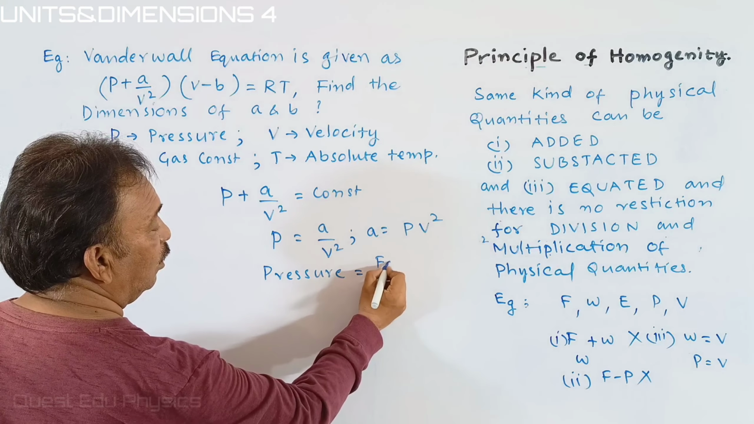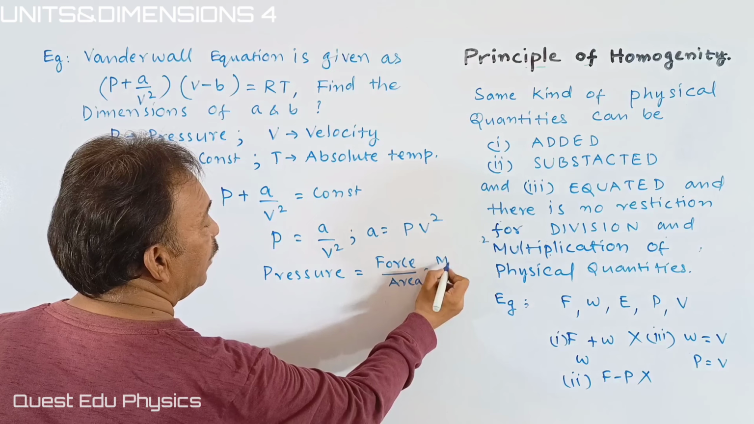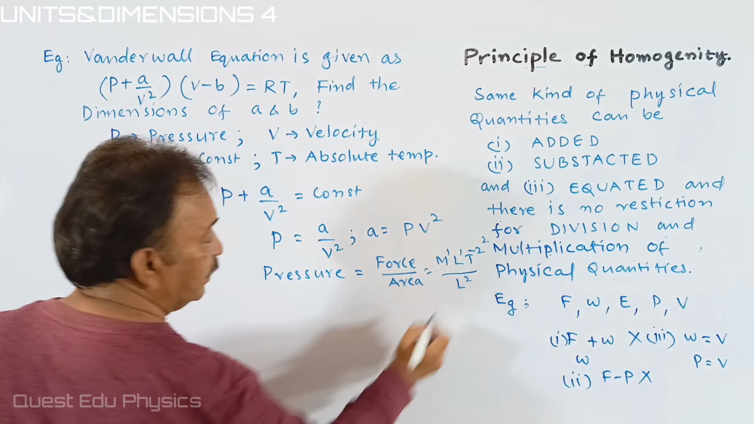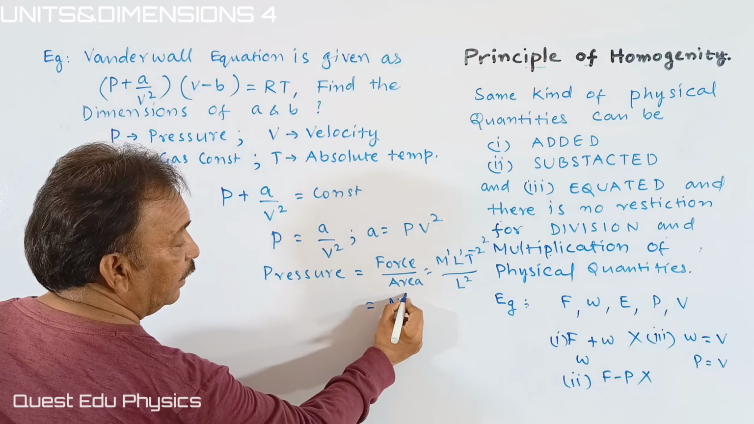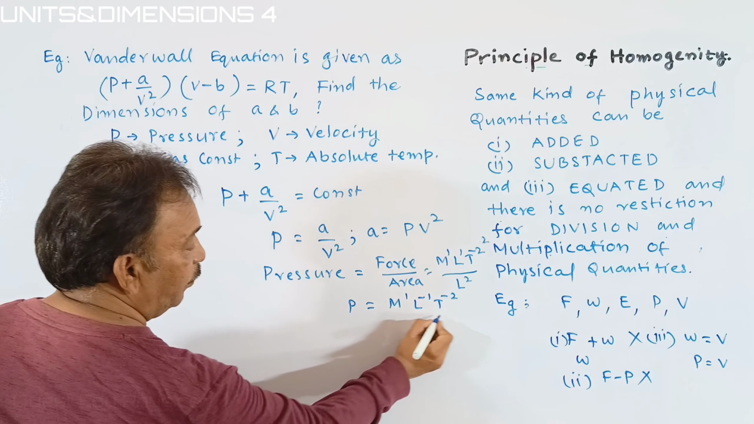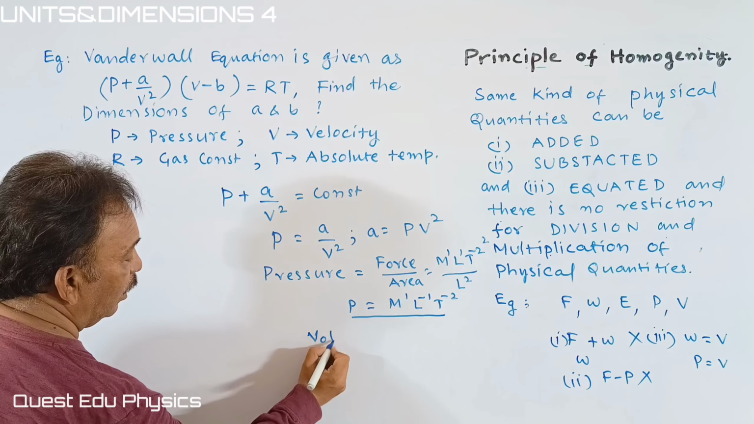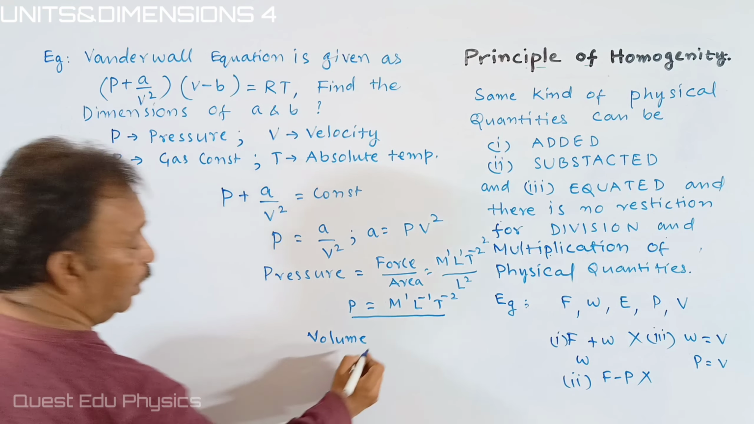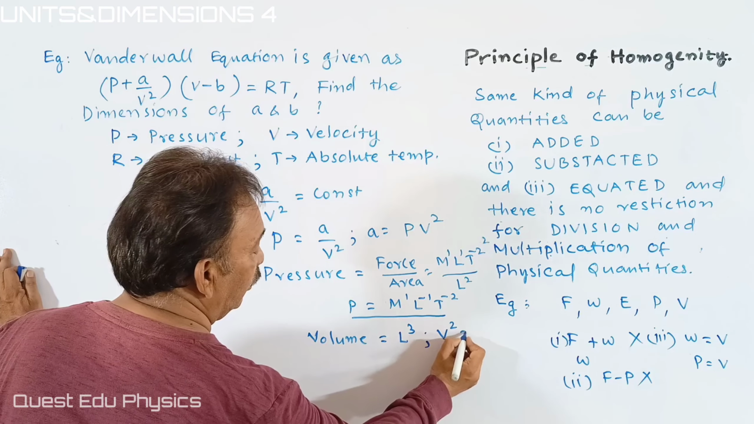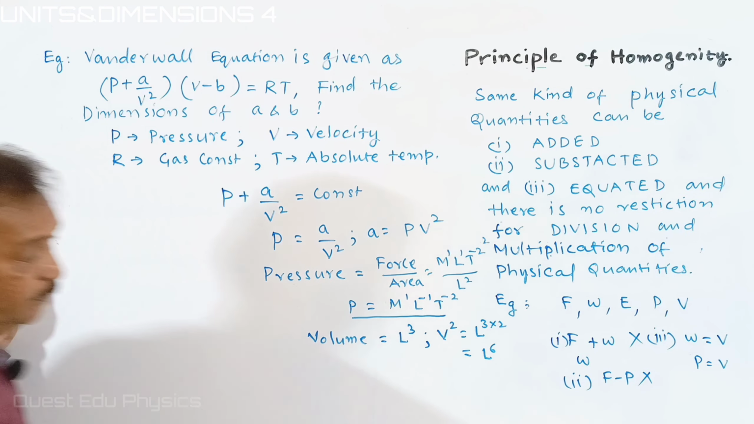P is pressure. We are writing the dimensional formula of pressure. Pressure is equal to force upon area. You know that force has the dimensional formula of M1 L1 T to the power of minus 2, and area is L squared. Then we get M1 L inverse T to the power of minus 2. It is for pressure, students. And volume is equal to L cube. Here it is the square of volume, that means L to the power of 6, students.